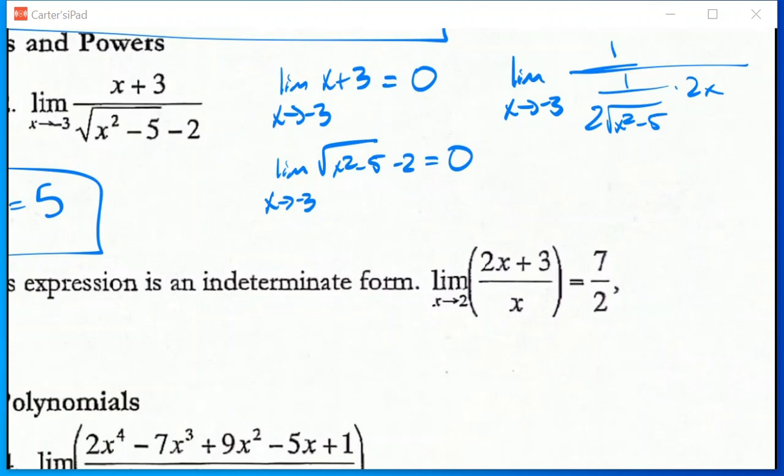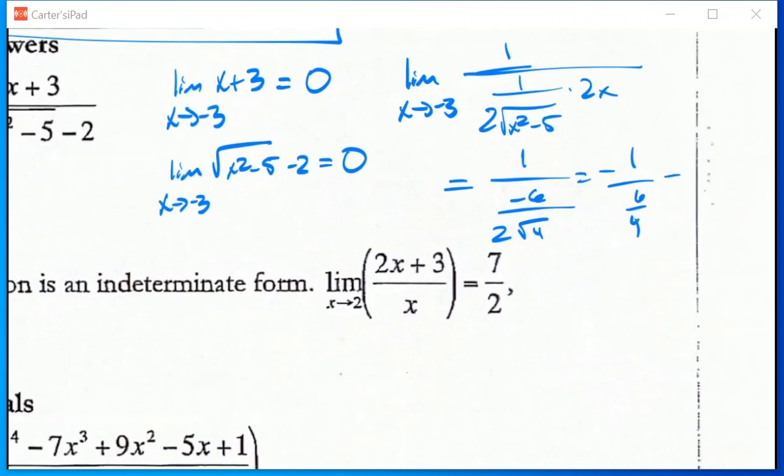And now when we plug in negative 3, so remember once you go to plug in the number, this is when you get rid of your limit notation. So it's 1 over negative 6 over 2 root 4. So that's negative 1 over negative 6 over, sorry, 6 over 4. So that's just 4 over 6, or negative 2/3.